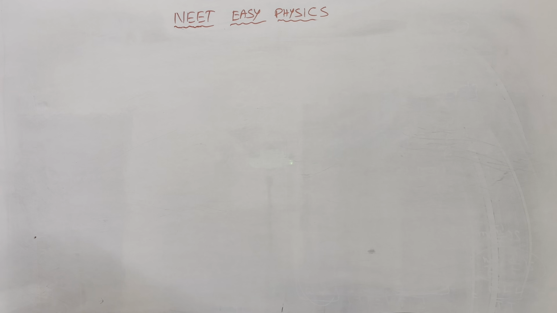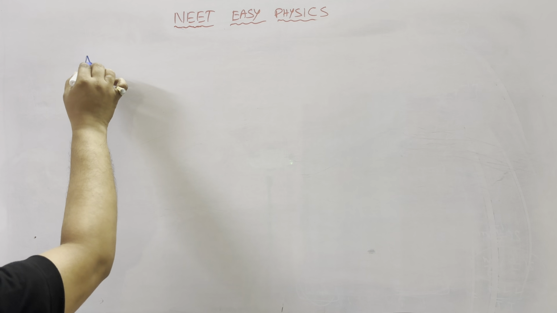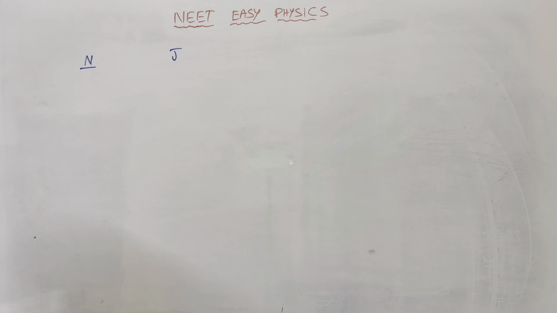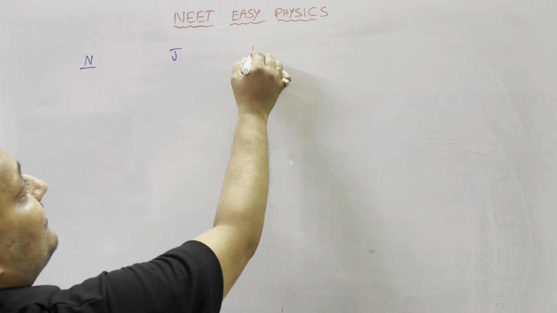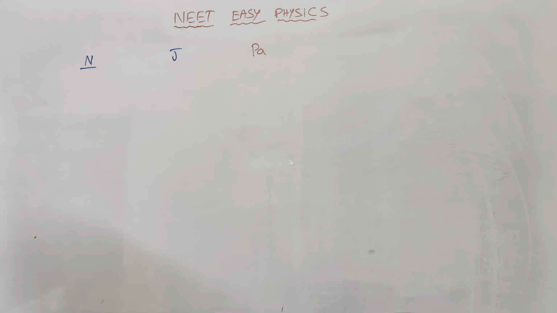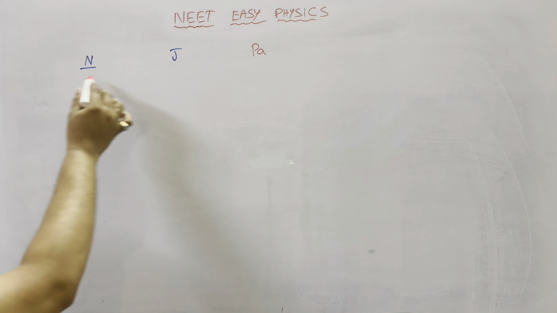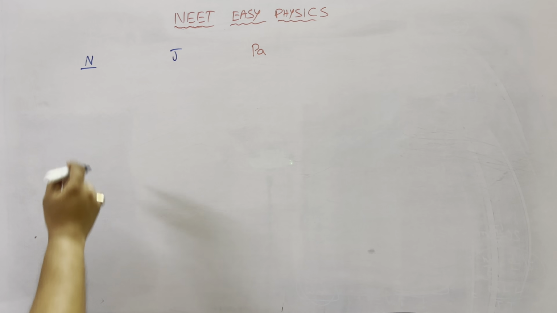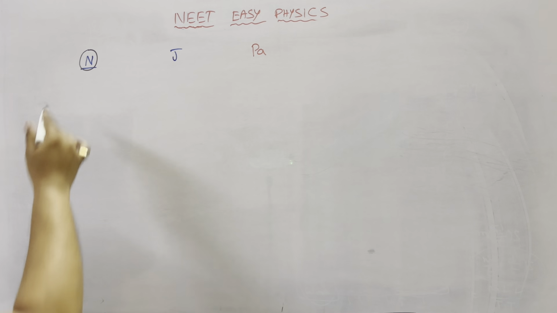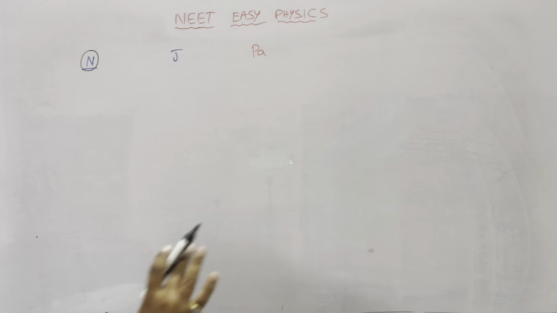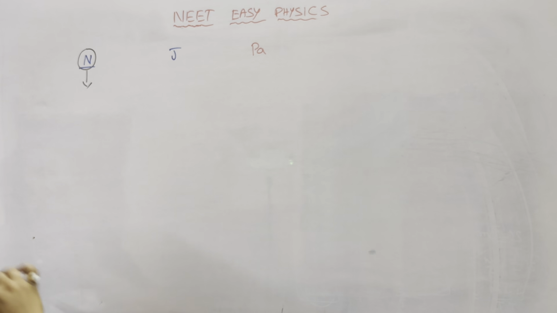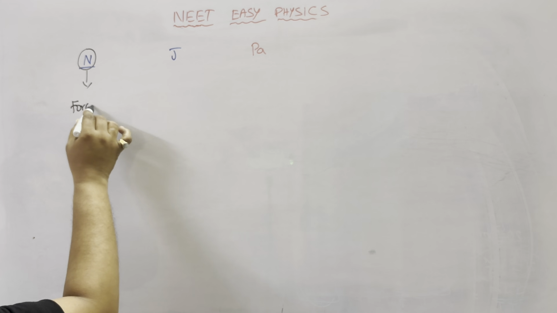Now see, they will ask you to write the dimension formula for Newton, for Joule, for Pascal. Whenever they ask like this, all these are units. You should come to know which physical quantity the unit is for, to write the dimensional formula. So Newton is the unit for force.